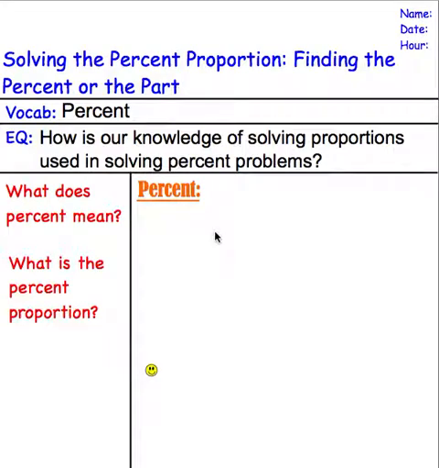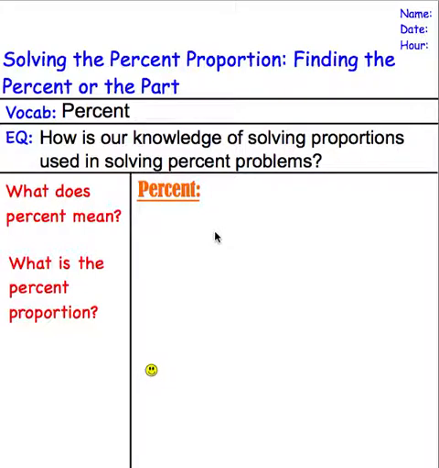Today we are starting Learning Target 12, which is our final learning target of trimester 1. And Learning Target 12 deals with percents. We're dividing this into two groups where today we're going to solve the percent proportion where the percent part or the part value is missing. Now before we can start that though, we need to talk about a percent.